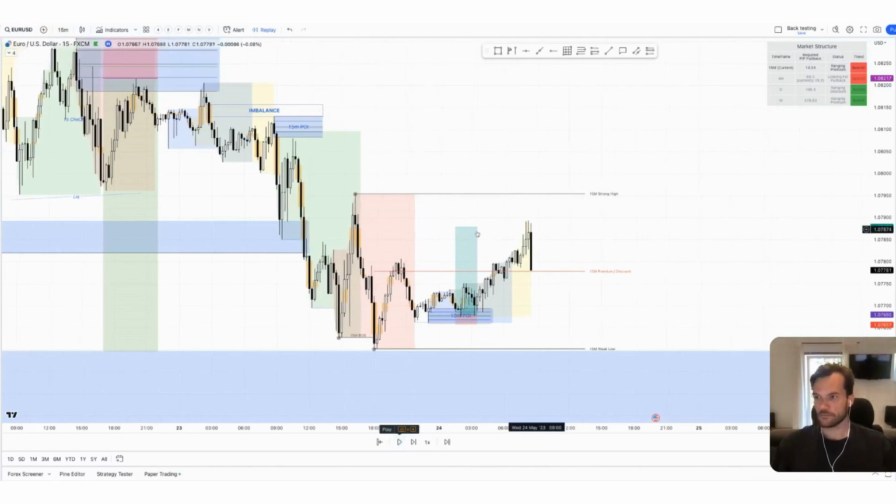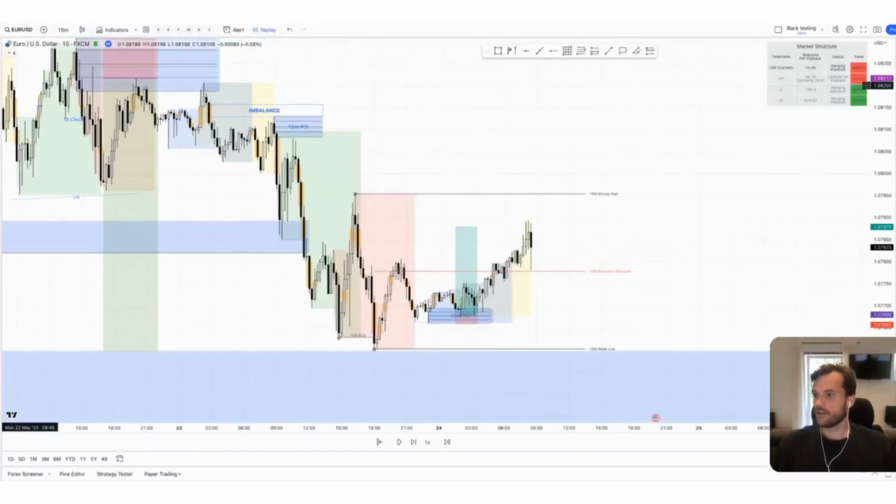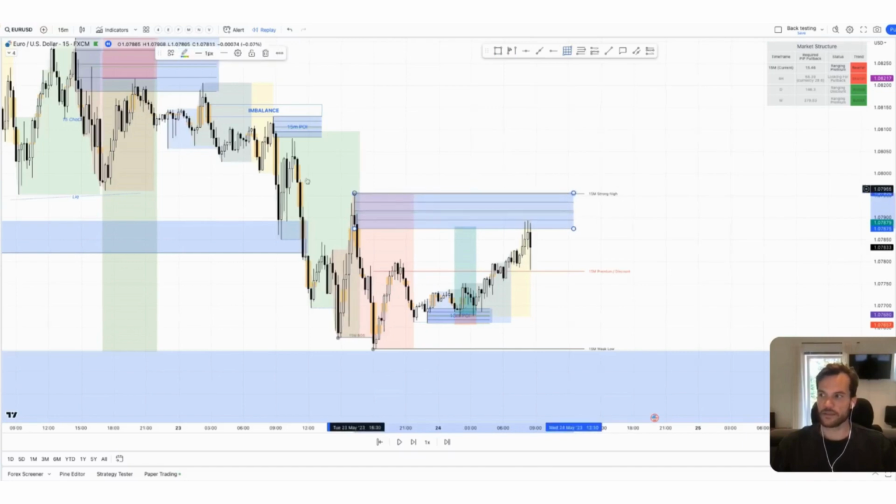Yeah, there you go. So pretty much we've reached this area of supply that, in a normal strategy, we would be taking this short. However, with our strict rules, we're not actually taking this trade because of the imbalance still left above.